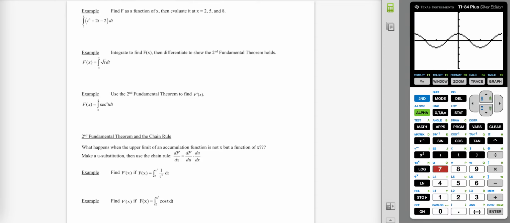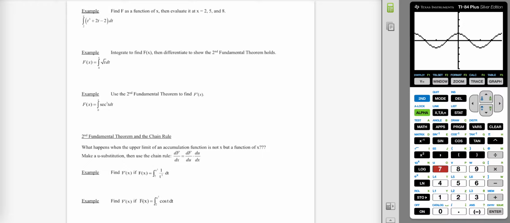16, now we get into applying the fundamental theorem somewhat. All right, so it says find F as a function of x, so capital F as a function of x, then evaluate it at x equals 2, 5, and 8. All right, so what we're going to do is integrate. So 1/4 t to the fourth plus t to the second minus 2t over the interval of 2 to x.